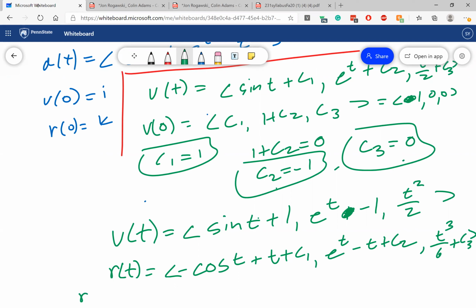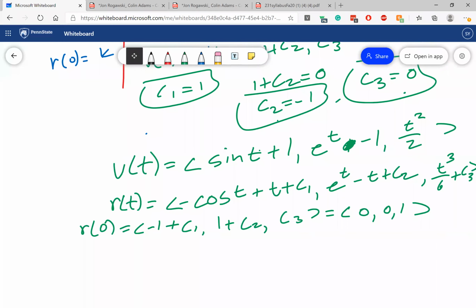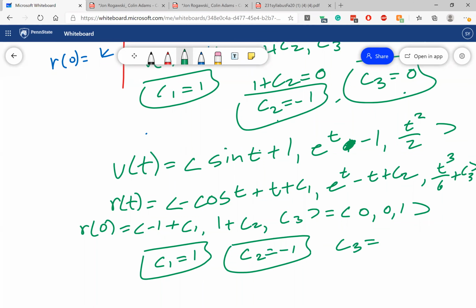And we know that r0, so first, what is r0 over here? Let's plug that in. Over here we would get negative 1 plus c1. And then over here we would get 1 plus c2. And then here we would get c3. And this is equal to k, so that would be equal to 0, 0, 1. Okay. So that would tell us that c1 is equal to 1. And then from here we get c2 is equal to negative 1. And c3 is equal to 1.